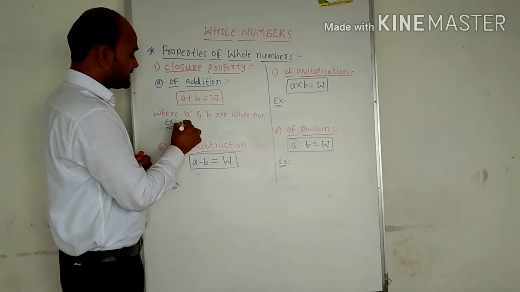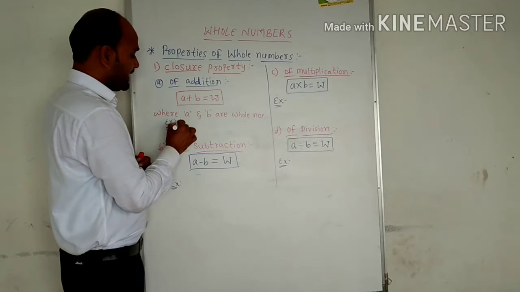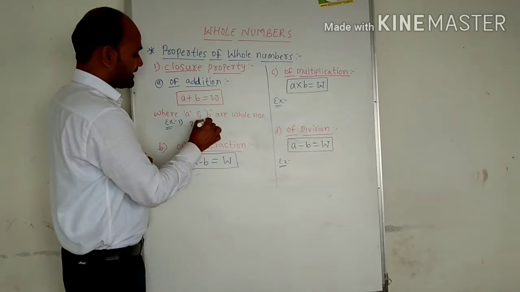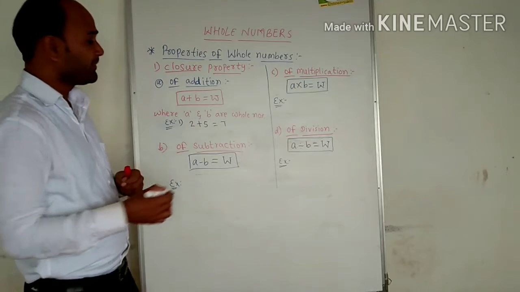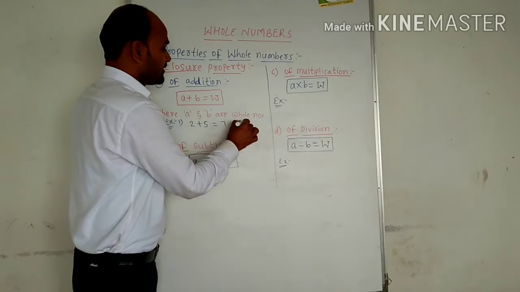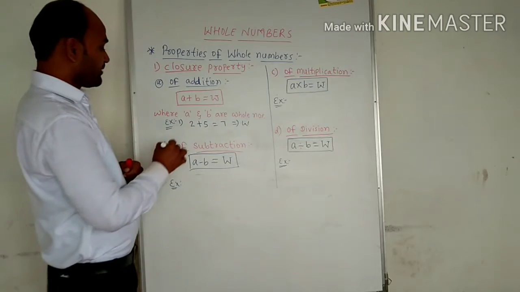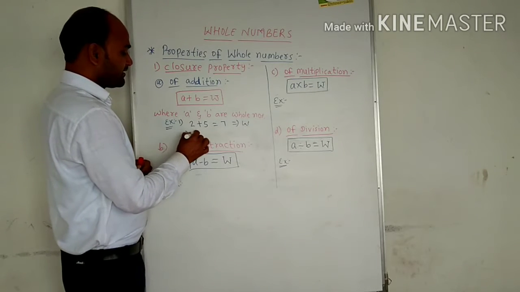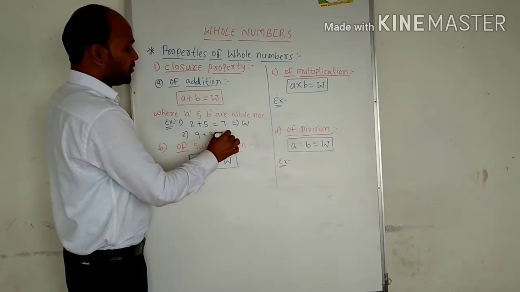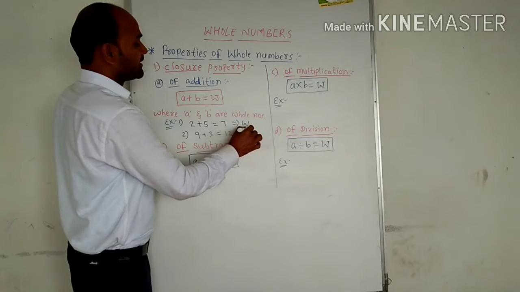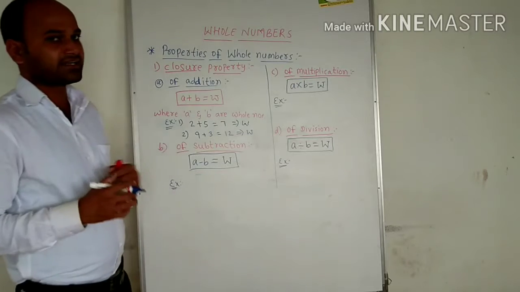Here we can take 2 plus 5, which becomes 7. 7 is nothing but a whole number. Yes, this is a whole number. Then one more example: 9 plus 3 becomes 12. 12 is also a whole number. It means that this property is satisfied.